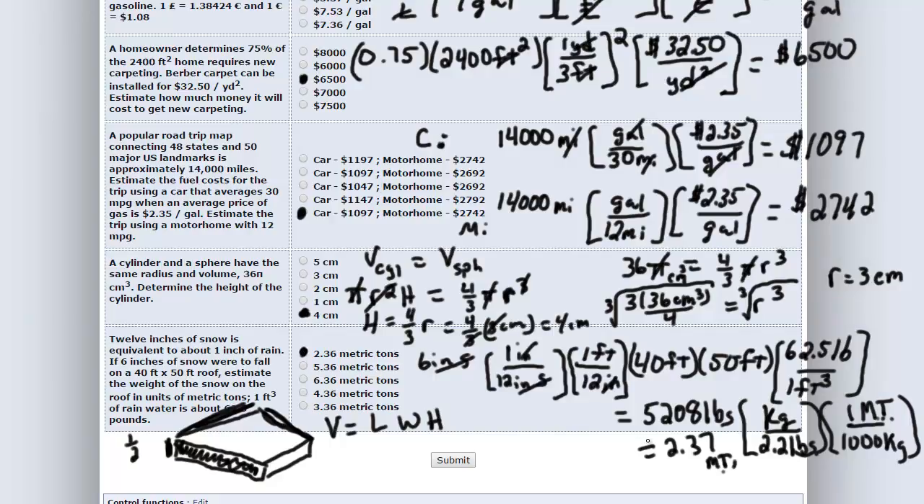And 2.36 metric tons is a good approximation because we didn't really put in the full number here. So the problems require you to know all the conversions. So in order for you to do really well, you needed to make sure that you knew all of the constants that I have given you. So keep practicing, and we'll get started with the next lesson.